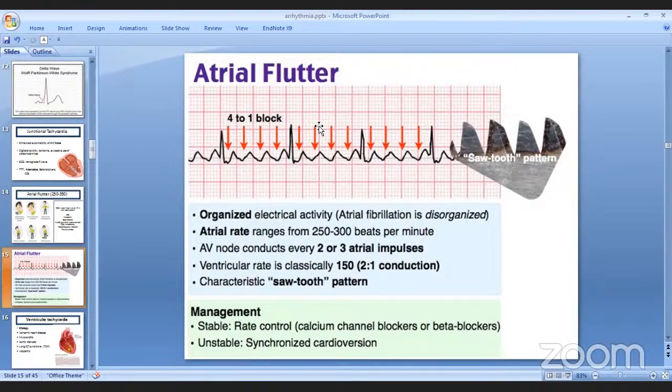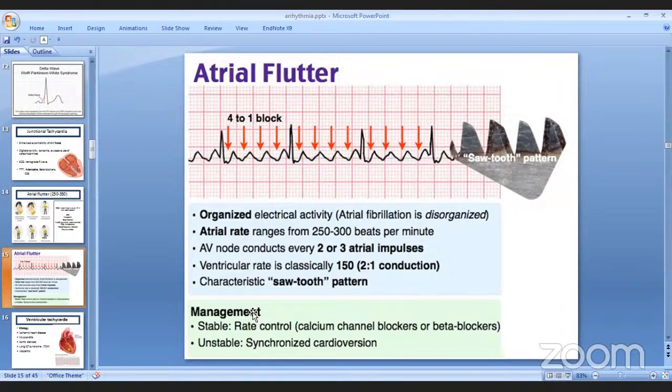This is in a regular pattern, a 4:1 block. That is why we call it atrial flutter with regular block. Most of the time it's usually 2:1, but in the figure a 4:1 block has been shown. The AV node conducts every 2 or 3 atrial impulses, and here after 4 atrial impulses there is one ventricular contraction. So this gives rise to what? A characteristic sawtooth pattern. This looks like a sawtooth, so atrial flutter shows a characteristic sawtooth pattern.